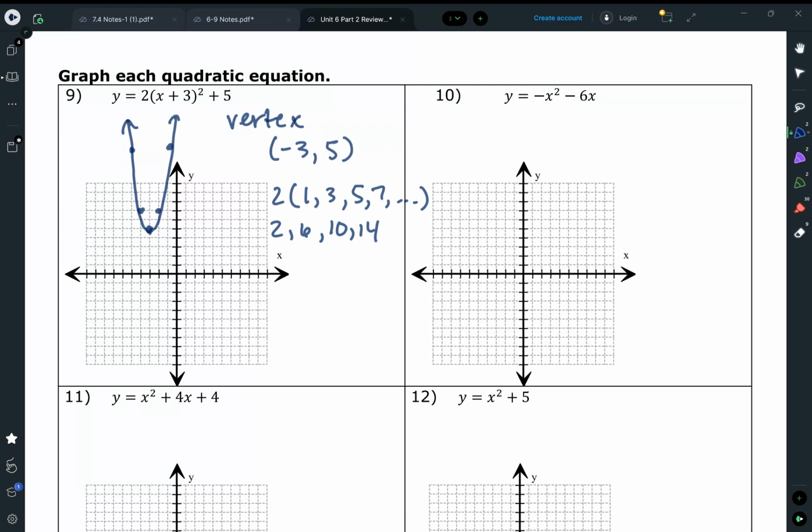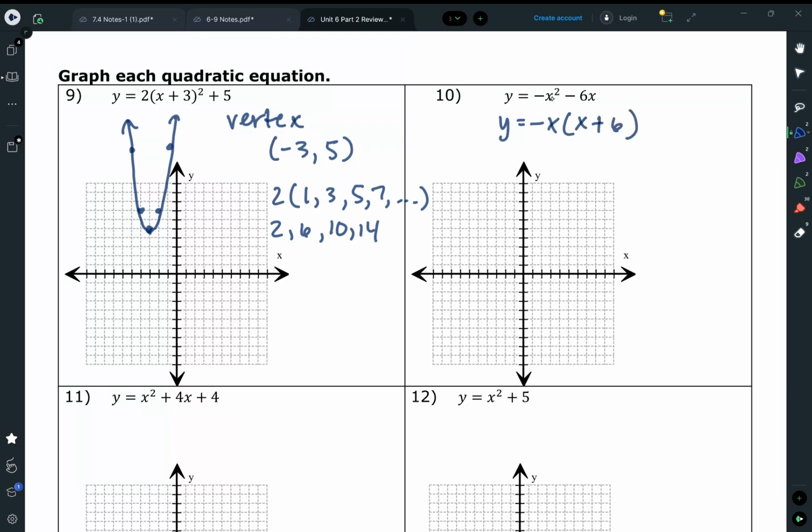The next one, I only have a negative x squared and a minus 6x. There's nothing added or subtracted after that. So what I have to recognize here is that really I probably should just do factoring. So let's go ahead and factor. Let's factor out a negative 1. So then I would have, actually let's factor out a negative x. So negative x times x plus 6.